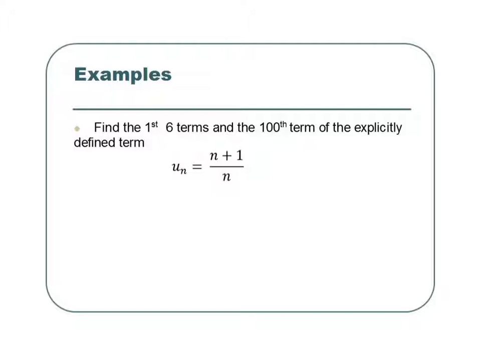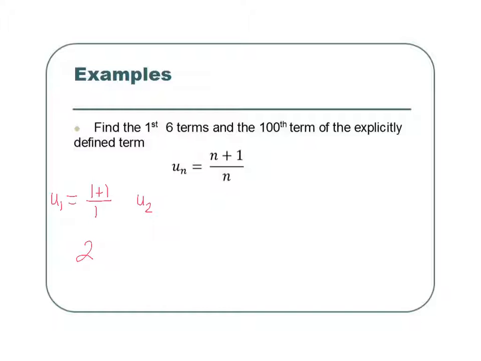All right. Now this one actually isn't too bad. It's an explicit rule, and those are always easier because it's just pretty straightforward. This says find the first 6 terms and the 100th term of the explicitly defined term. All right, so here we go. To find u sub n, okay, so to find the nth term. Well, I want to find the first term. So that means my n is a 1. So in my numerator, that n on the top is really going to be a 1, plus 1 divided by 1. So the first term ends up equaling 2.